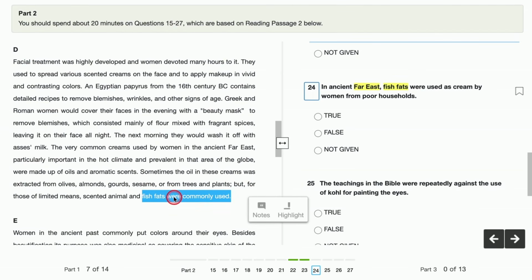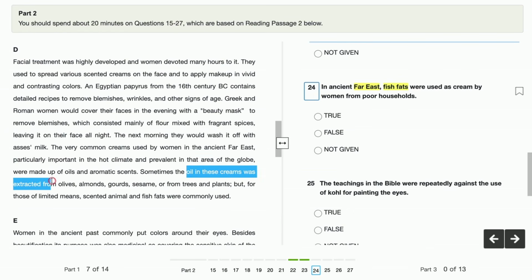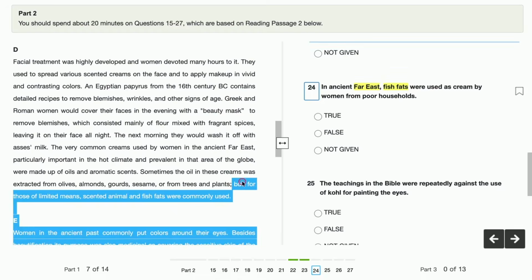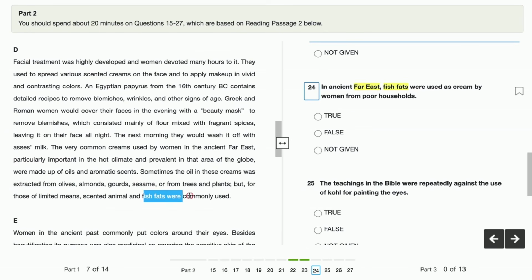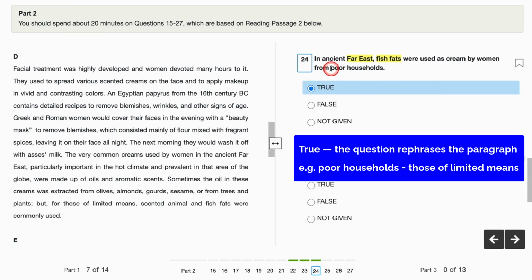From the context, we can know it actually means sometimes oil in the creams was extracted from these things, but for poor people, fish fats were used to extract oil in the creams. So fish fats were indeed used as cream by poor women, right? So the answer is true. There is an obvious paraphrasing. Poor households is a rephrase of limited means, right?